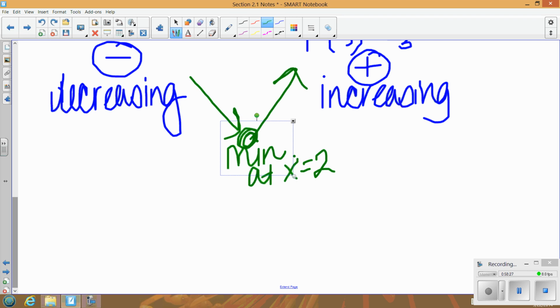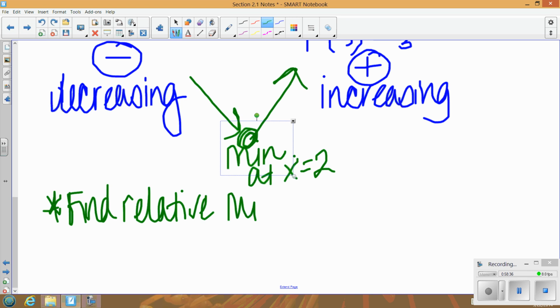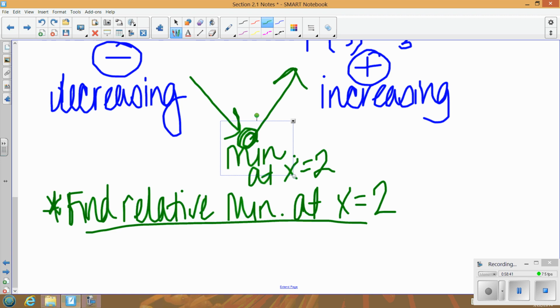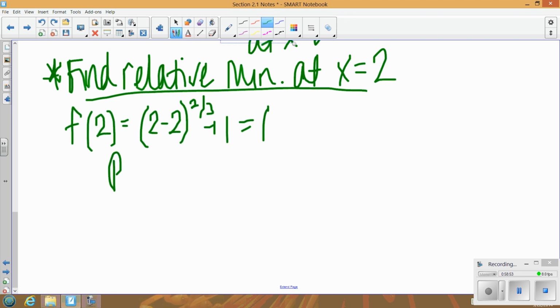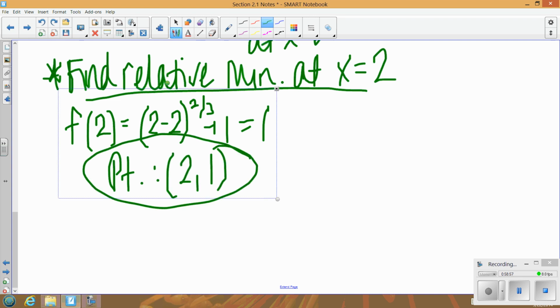So when I go to graph this, I'm going to first need to find the relative min at x equals 2. You're going to do that by plugging 2 into the original function. So we're going to get 1, which tells me the point is going to be 2, 1. And then we go to graph it.